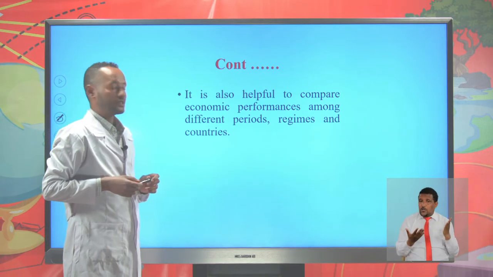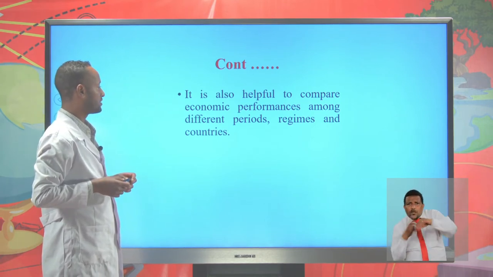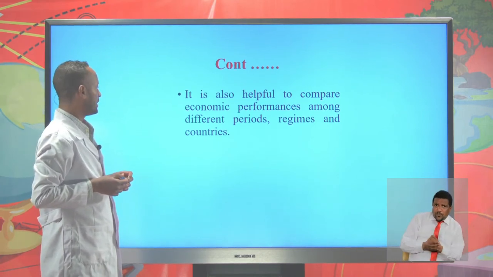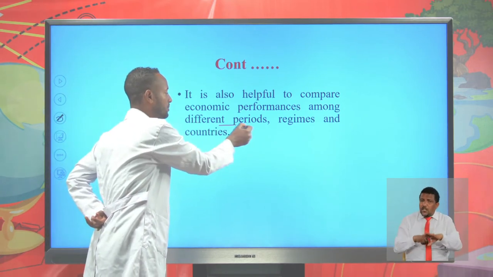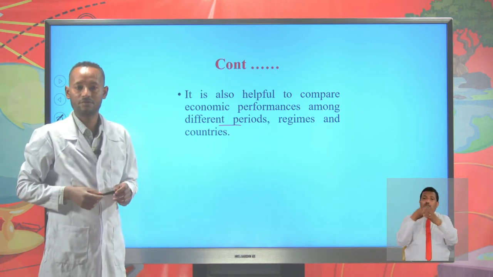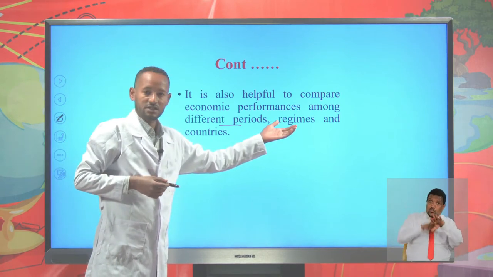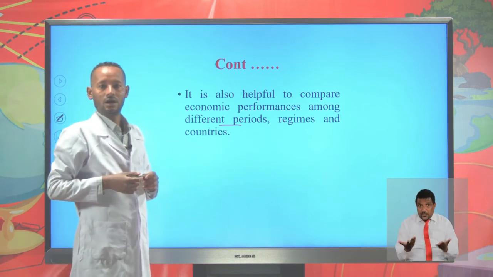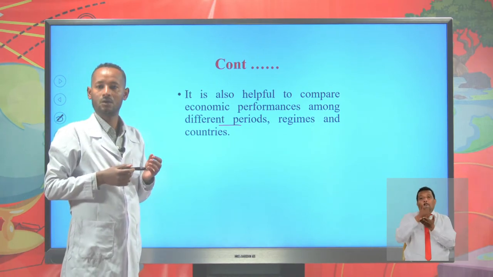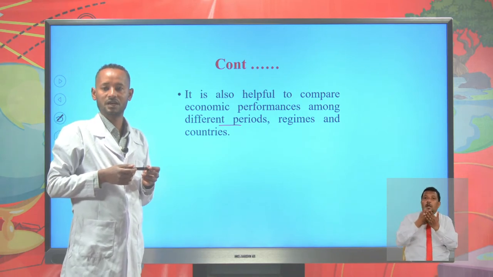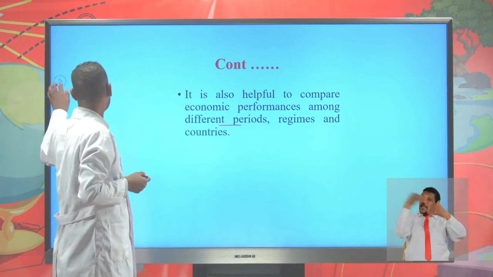The national income account is also helpful to compare economic performances among different periods, among different regions and countries. It is useful to compare economic performance among different periods. Is the economic performance of this year better than the previous one? Is the Derg regime's economic performance better than the new government's? Or is the economic performance of Eritrea better than Ethiopia? Or Ethiopia's economic performance better than Eritrea? This is identified using the national income accounts.